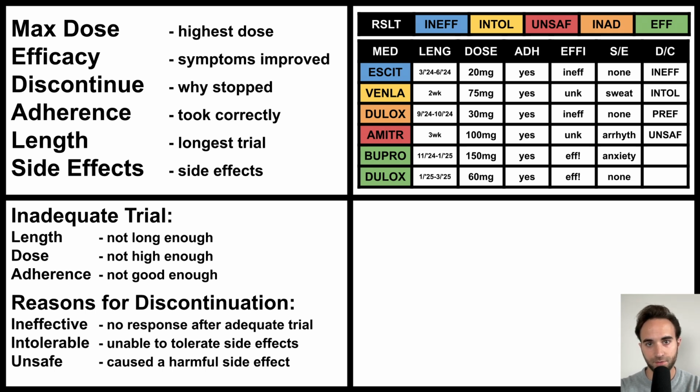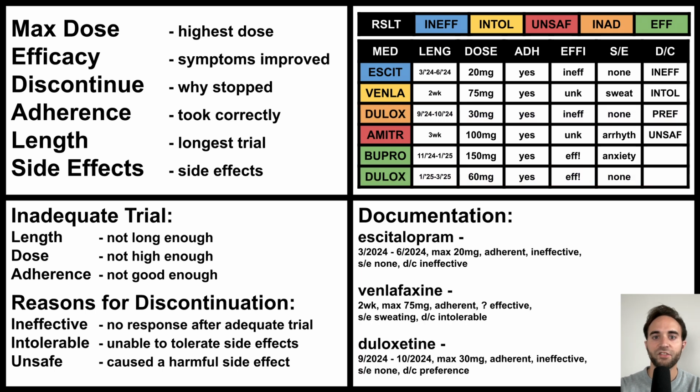This is a good illustration of why gathering a detailed medication history and understanding the concept of adequate trials is so important. If we had completely written off duloxetine as a failed trial, then the patient may never have tried it again and had this better outcome. Finally, here are some examples of how I would document these med trials in the medical record.